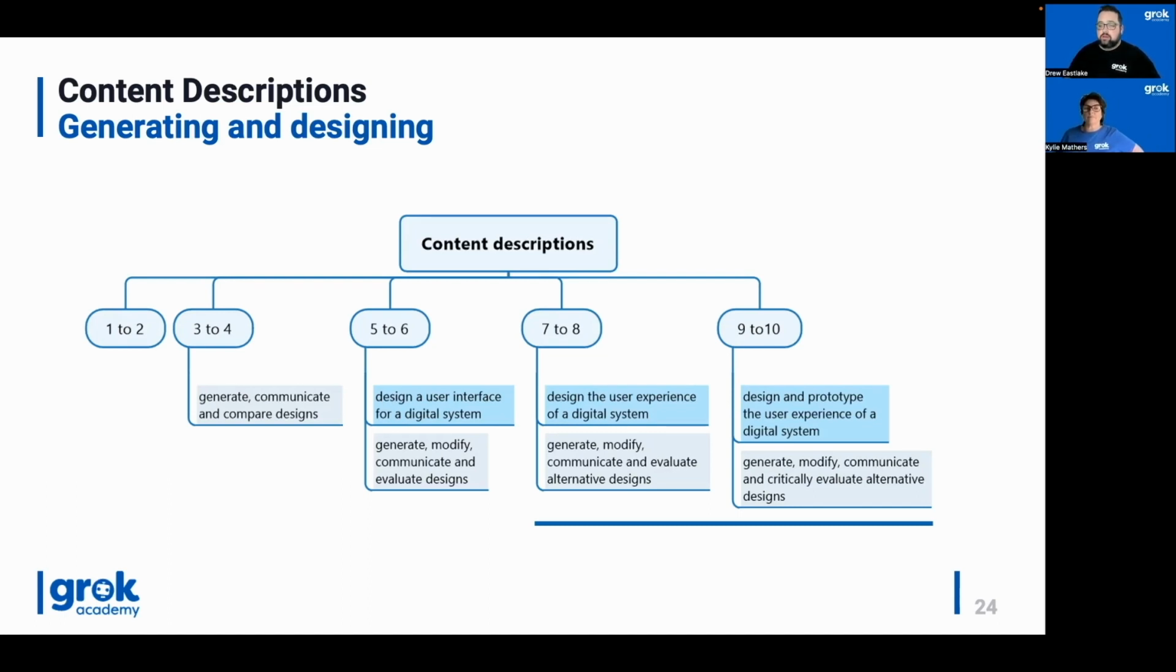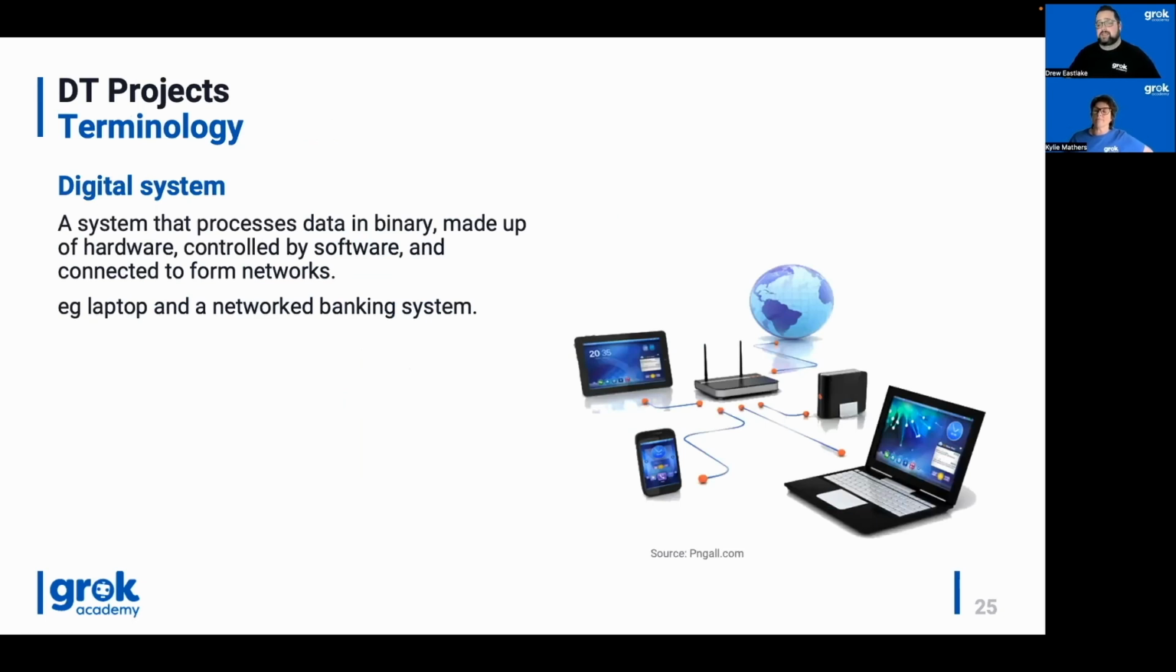So when you start in 7 and 8, you can see here that in year 5 and year 6, they've got to design a user interface. And there is a difference between user interface and user experience. And then once they do that in 7 and 8, they've got to start to prototype that in 9 and 10. So a digital system is a system, you can see here, that processes data in binary, is made up of hardware controlled by software and connected to form networks.